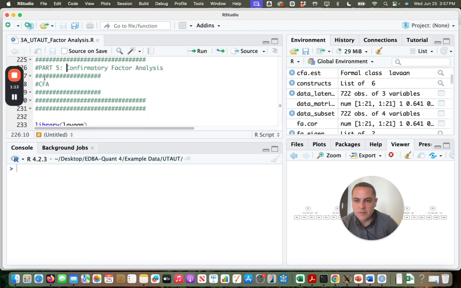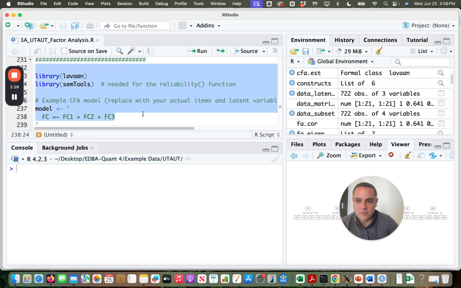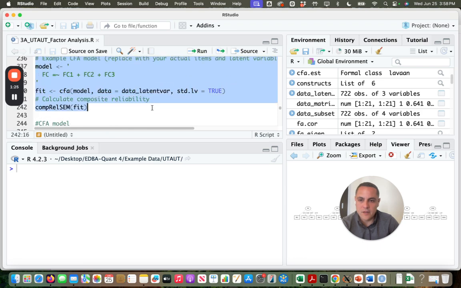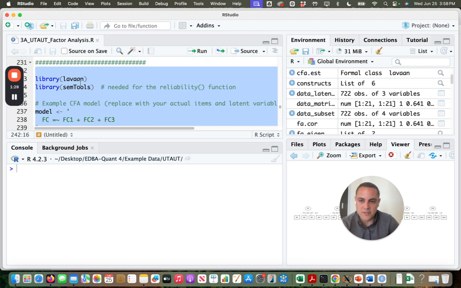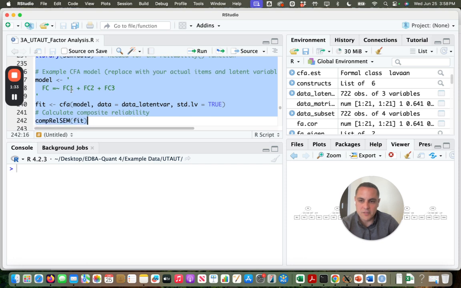So CFA again is we have some sort of theoretically founded constructs and model and relationships within that. So we'll actually see how to interpret the CFA. But just as a starting point, I'm highlighting at the top. I'm going to load some libraries. I'm also just going to give you an example with facilitating conditions.